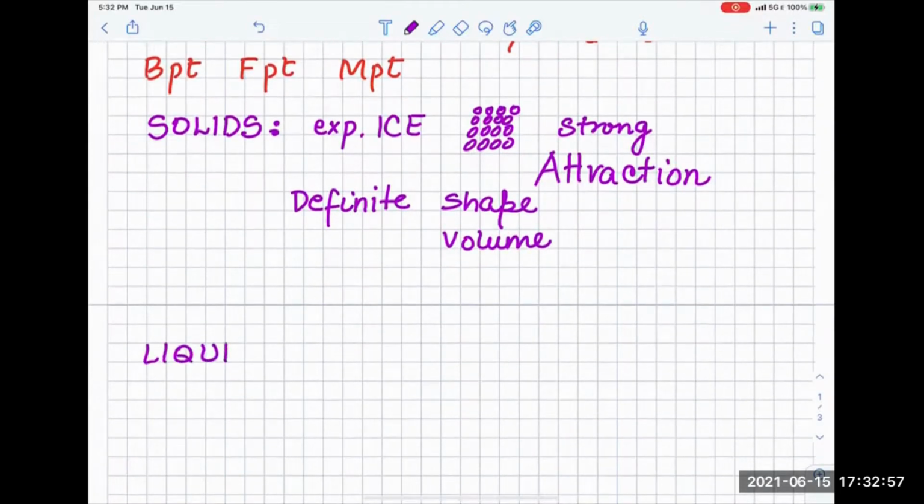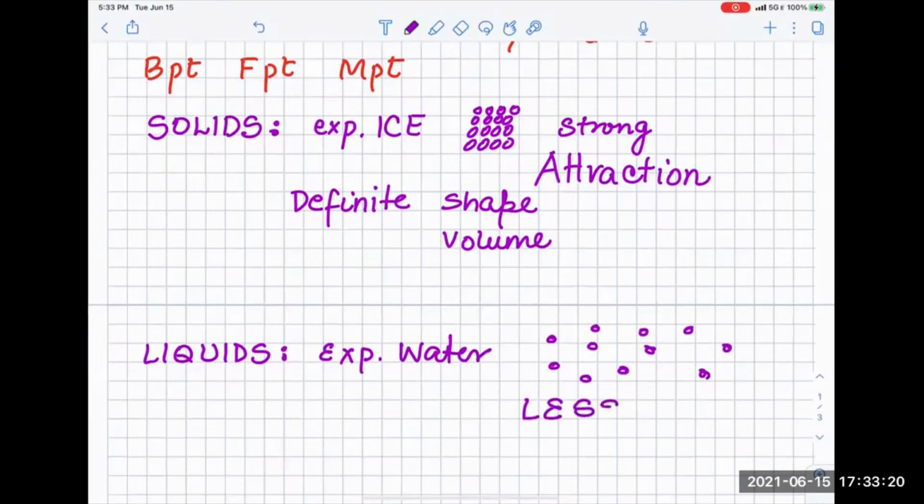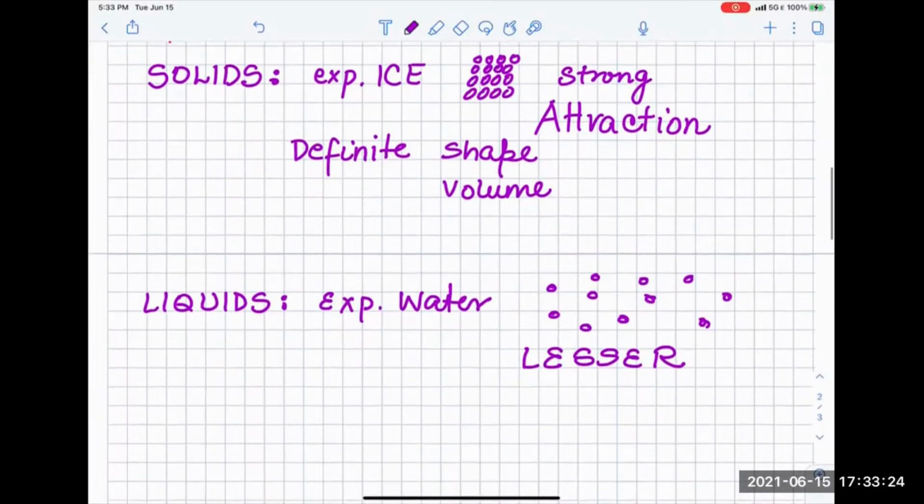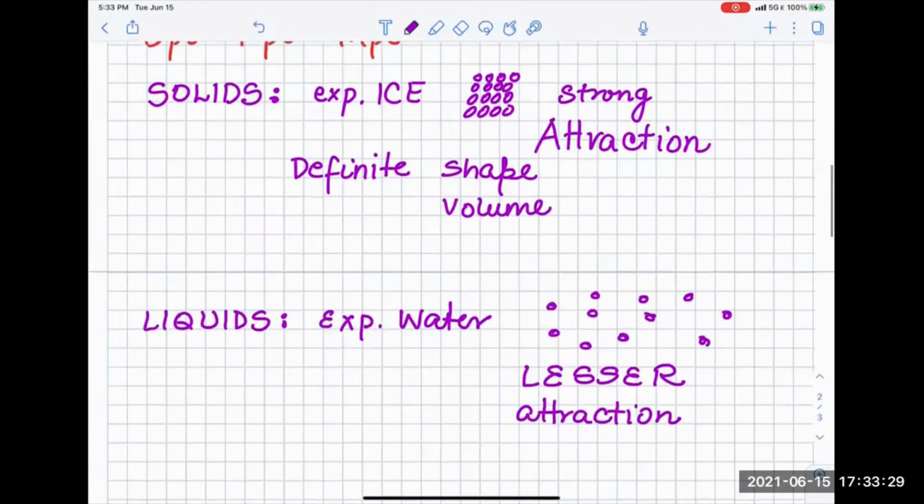What are liquids? Example, just give an example first of all. Water. Just plain water, very good. Just plain water, okay? So here, the particles are arranged in a more mobile fashion, or in other words, there is lesser attraction. The attraction in the particle is still there, but it is lesser attraction in between the particles, okay?